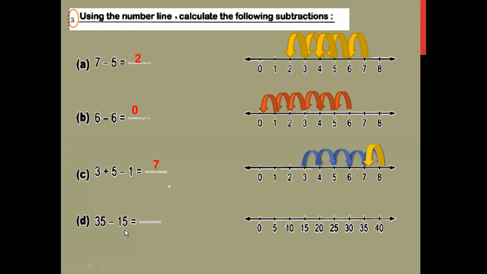35 minus 15 will be equal to, stand on 35 and go backward three 5s, okay? 1, 2, and 3. So the result will be what? Yes, the result will be 20. This is the addition and subtraction by using what? By using the number line.